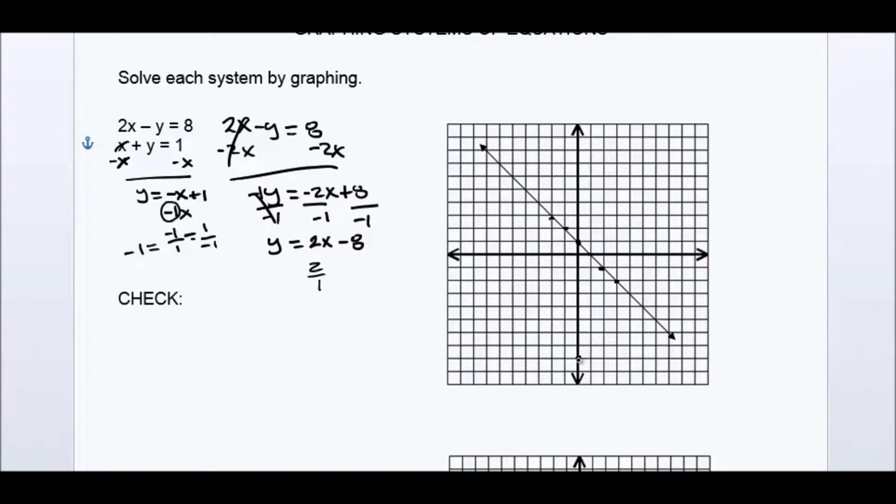Our slope is 2. It's the number in front of the x, but 2 is the same as 2 over 1. So from here, we go up 2, and then 1 to the right. It's rise over run. Up 2, 1 to the right. Up 2, 1 to the right. Looks like there's our solution. Okay, let's go ahead and draw our line.